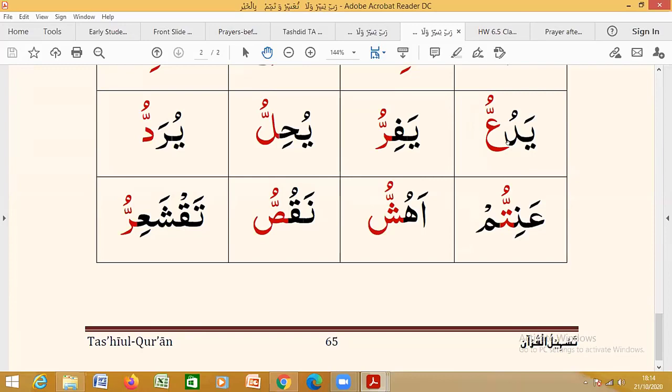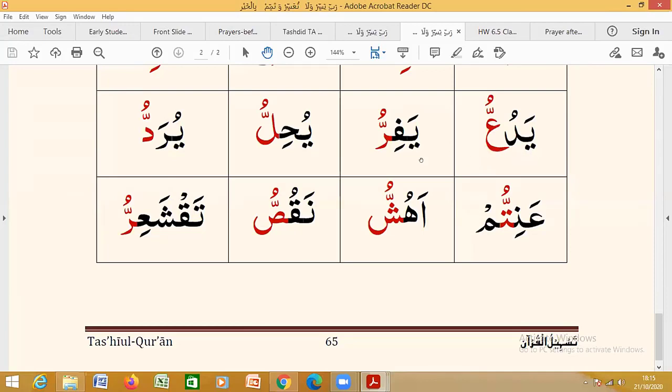So you're going to join this. Let's just focus on this first. Dal joins onto the ayn. Du'u. Excellent. Yadu'u. So this ayn sound needs to be made from within the throat, from the middle of the throat. It takes a bit of practice, but good try. One more time. Yadu'u. Well done.